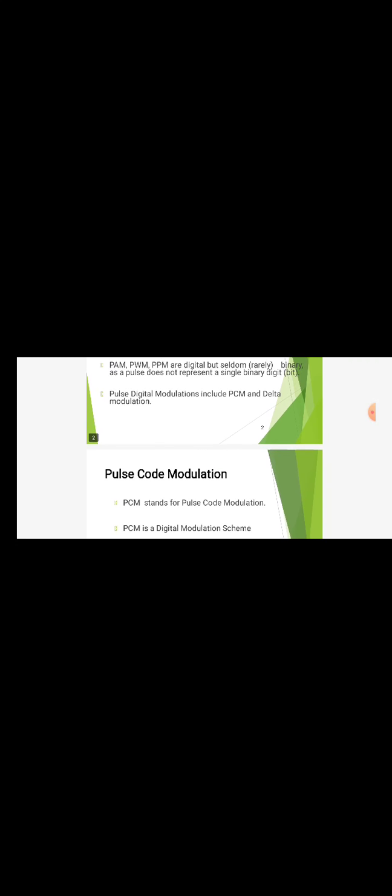PAM, PPM, PWM are digital, but rarely binary, as a pulse does not represent a single binary digit. Pulse digital modulation includes delta modulation and PCM techniques. Pulse analog means there will be variation in the amplitude, width, or position of the pulse. Pulse digital modulation techniques mean the information is converted into binary form, either 0 or 1. These include PCM and delta modulation.